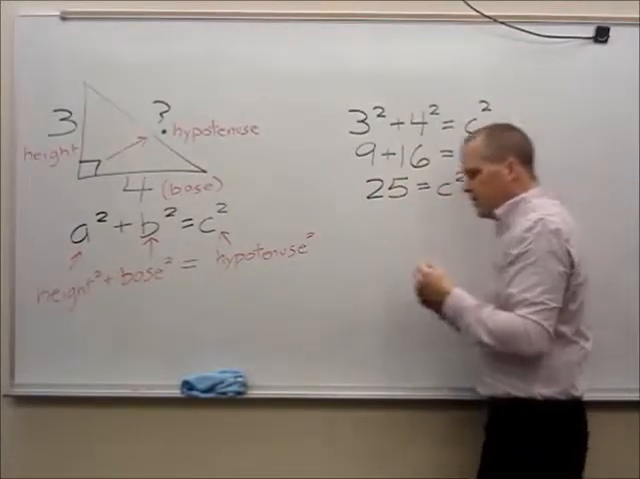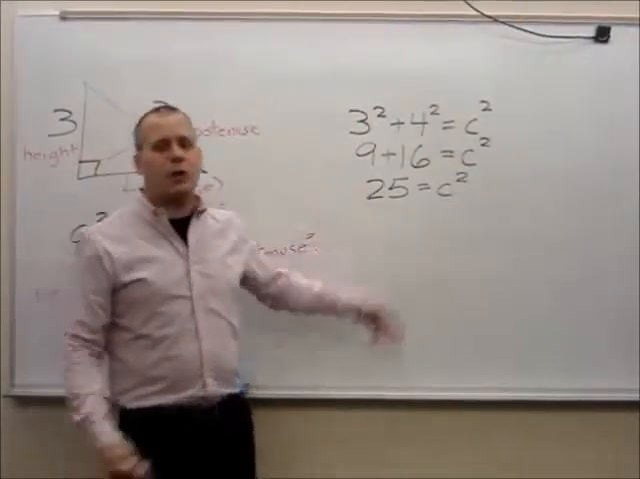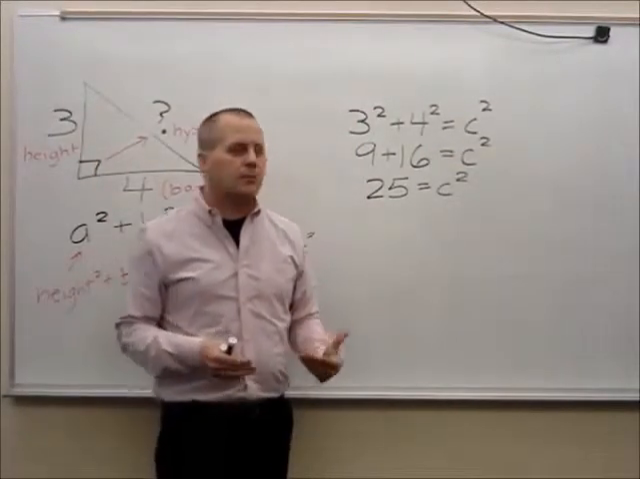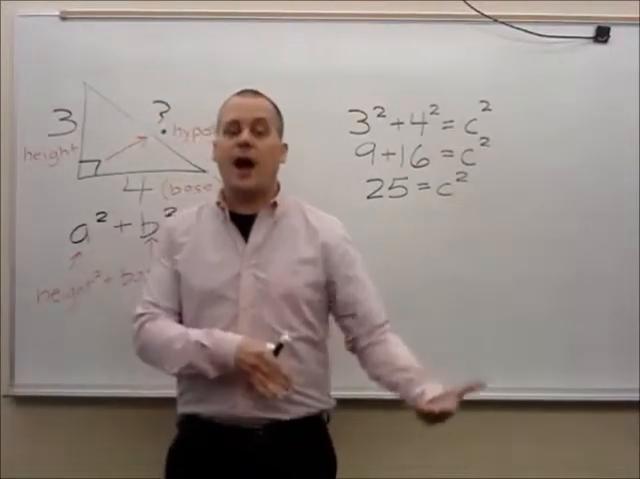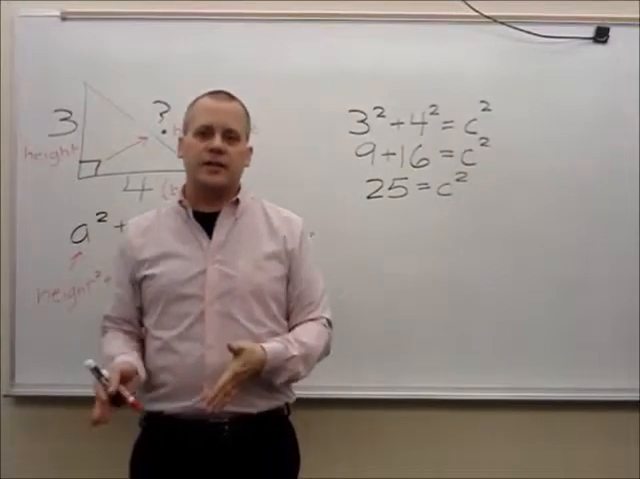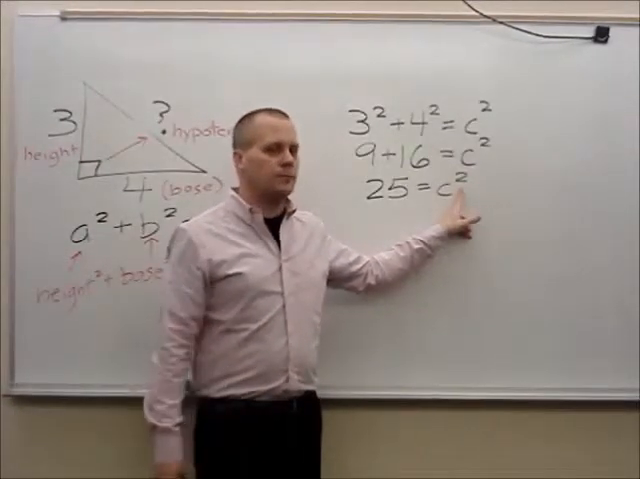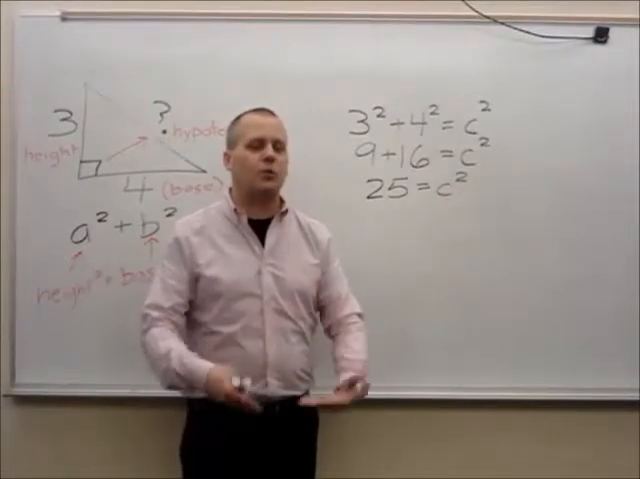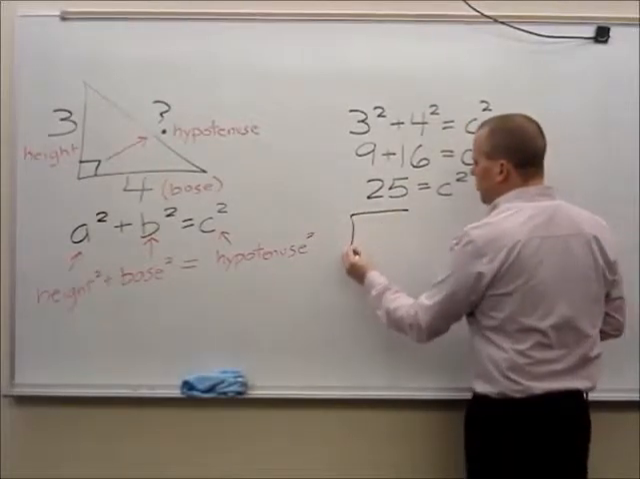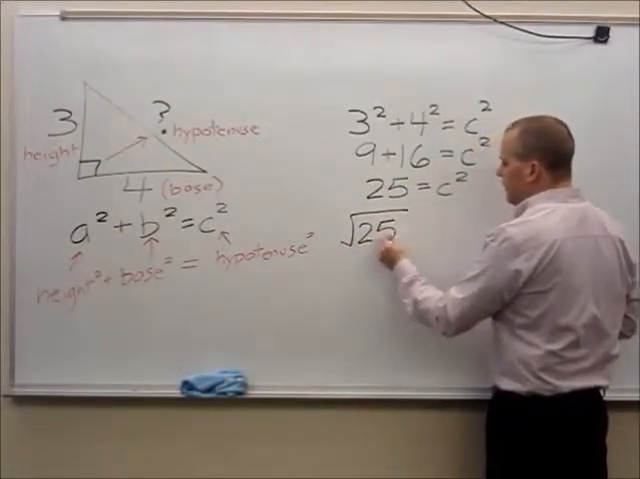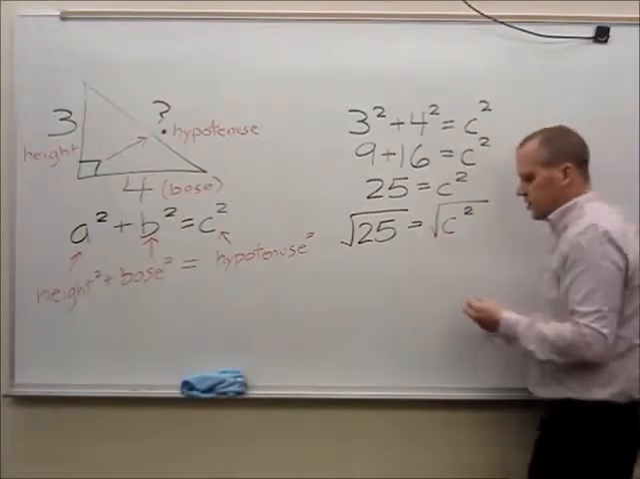C squared. Now, this is where a lot of kids get a little confused. They get to this last part and they don't know what to do. Well, the opposite of addition is subtraction. The opposite of multiplication is division. The opposite of squaring a number is taking the square root of that number. So what I'm going to do here is this. I'm going to take the square root of 25, and I'm going to take the square root of c squared.